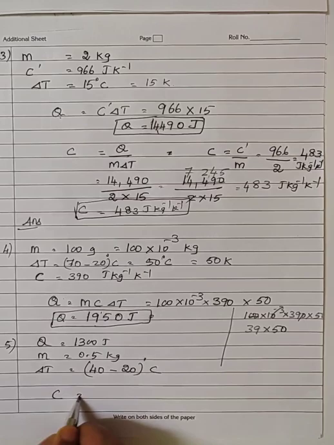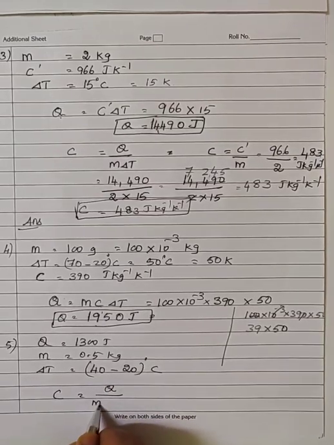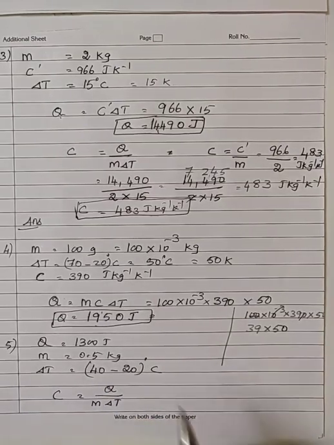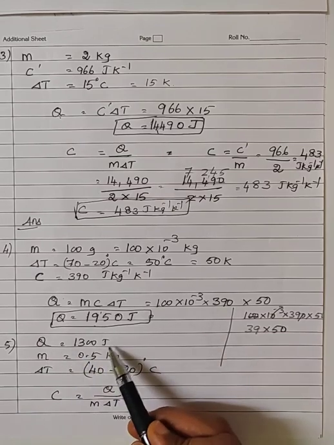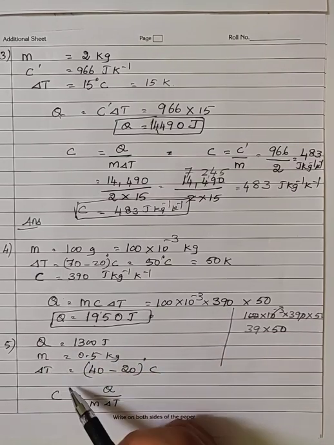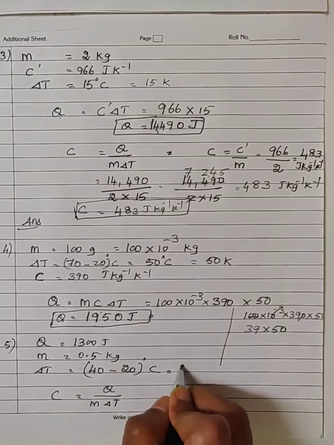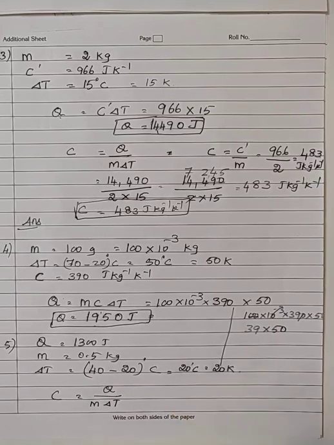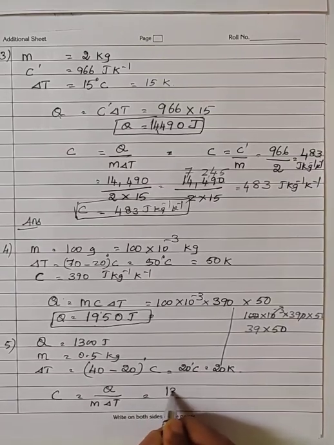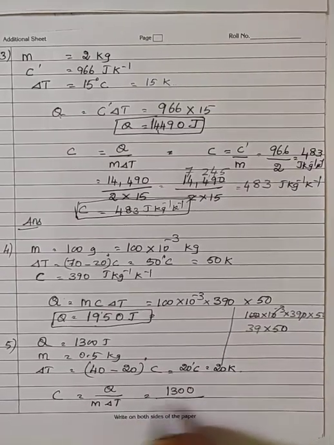We know that specific heat capacity is equal to Q by M delta T. Now we have to check all the units. SI unit of heat energy is joule. It is given in joule. Mass is given in kilogram. Delta T is equal to 40 minus 20, which is 20 degrees Celsius, which is equal to 20 Kelvin. Yes. And Q, substitute 1300 divided by M.